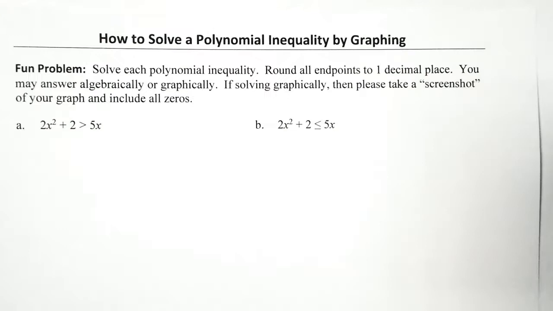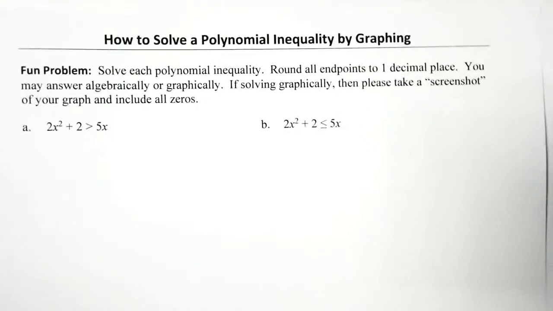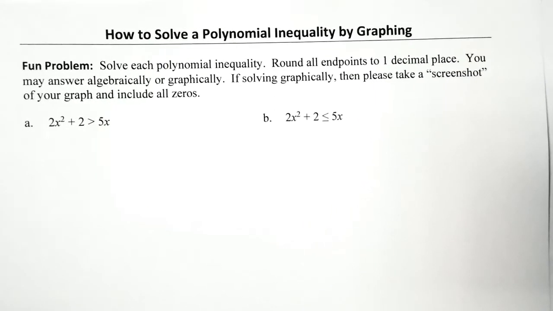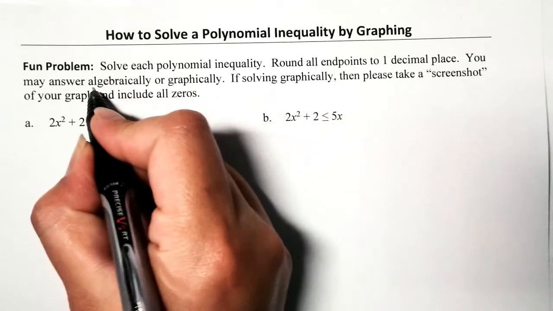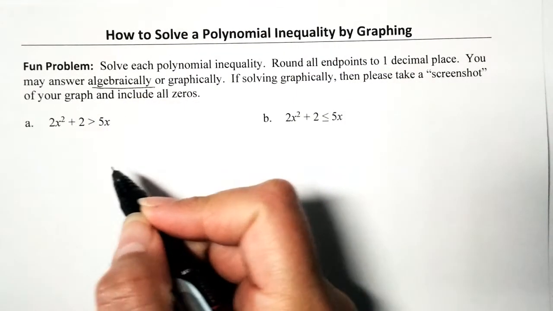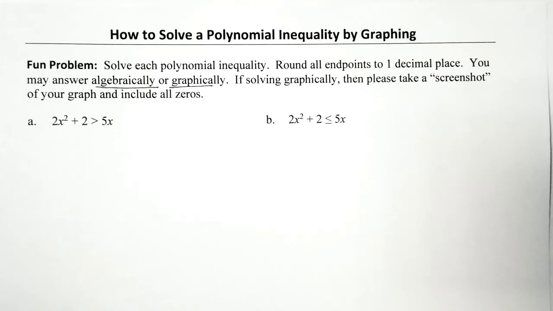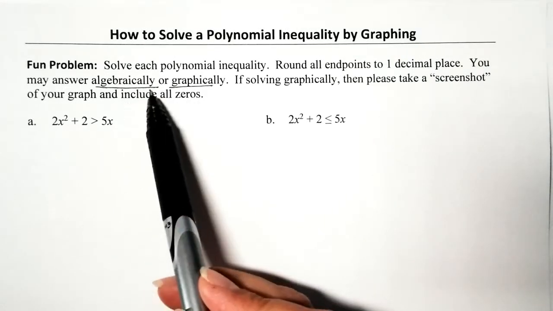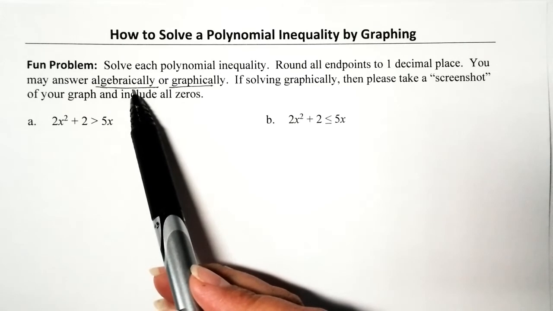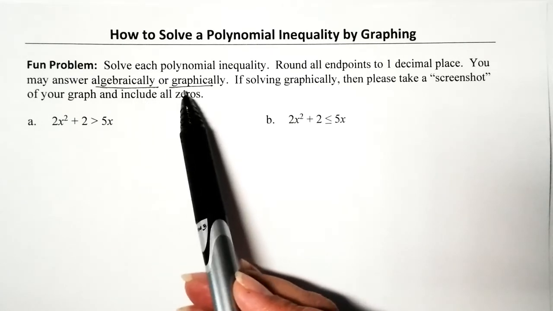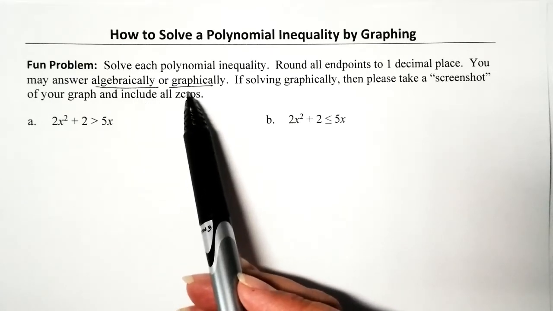Cool. All right, so the directions read, solve each polynomial inequality, round all endpoints to 1 decimal place, and you may answer algebraically or graphically. If we answer algebraically, that's when we solve by using test intervals. If we solve graphically, that's when we solve by graphing, so we use our graphing calculator to graph. Given that we can answer either way, I'm going to use my calculator. So let's do it.